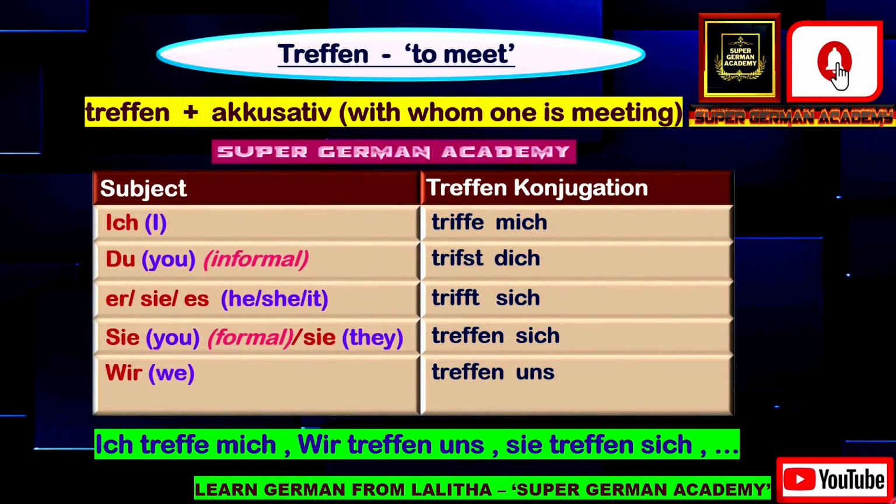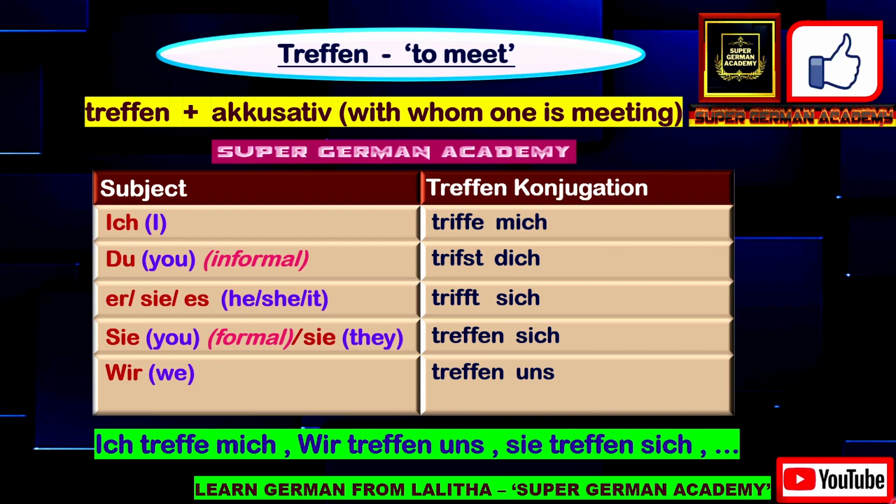Now, treffen verb. Treffen verb means to meet, that is meeting someone. So I'll explain this with an example. Suppose I say a sentence like, I meet Tina in the coffee shop. So I am the subject and I'm meeting Tina in the coffee shop. It means that Tina is also meeting me in the coffee shop. That is, we are meeting each other. There is an action being reciprocated by Tina, that she is also meeting me in the coffee shop.